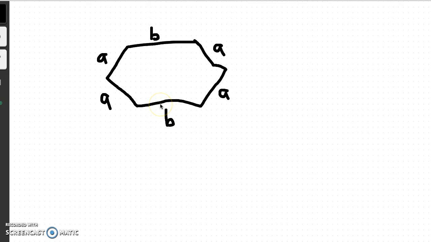Okay, this problem states the equiangular hexagon shown has four congruent sides of length A and two congruent sides of length B. Write a formula for its area in terms of A and B. Okay, we've got to remember some geometry here.